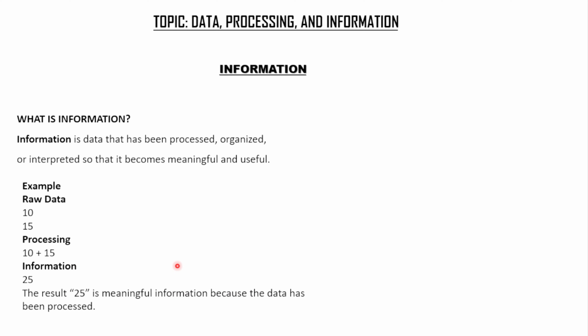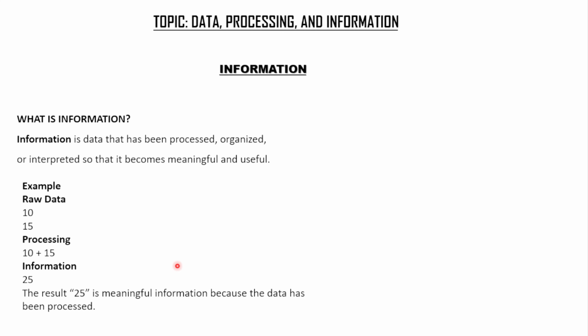a simple example. Suppose we have the numbers 10 and 15, right? Right now, those numbers are just raw data. But once the computer performs an operation on them, like addition, 10 plus 15, right? The result becomes 25. And now that result has meaning. That meaningful result is information.